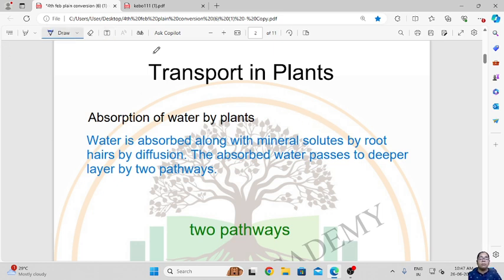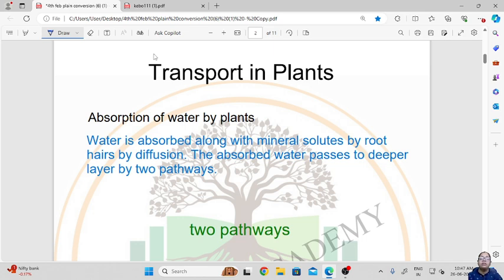Water is absorbed along with mineral solutes by the root hair by diffusion. We have seen the mechanism of how water gets into the plant, that is the diffusion part, covered in our previous videos. Diffusion is basically the movement of water and solutes from a region of higher concentration to a region of lower concentration through a semi-permeable membrane. So water is absorbed along with the mineral solutes by the root hair by diffusion. The absorbed water passes to deeper layers by two pathways.